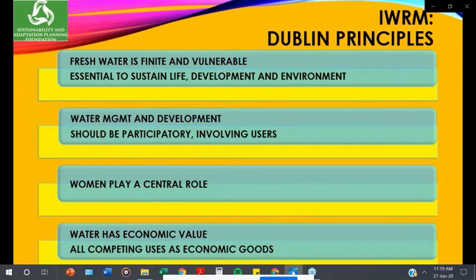Water management and development should be participatory, and it should involve the users. So that is where it advocates the participatory approach. Women play a central role, and water has economic value. All competing uses should be considered as economic goods. So these are the basic principles. I've just written a gist of these principles, but yeah, these are the governing principles of the concept of IWRM.